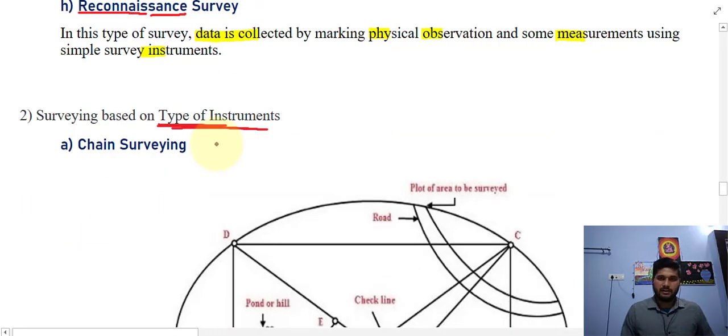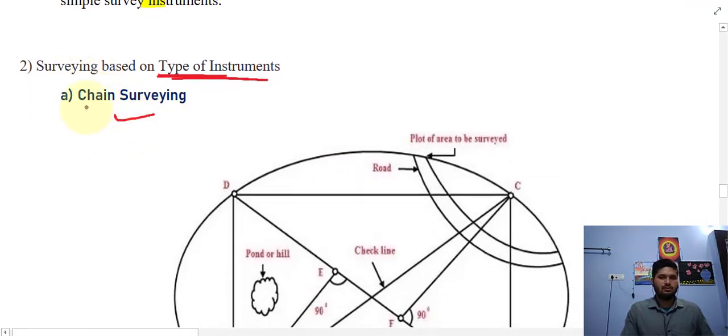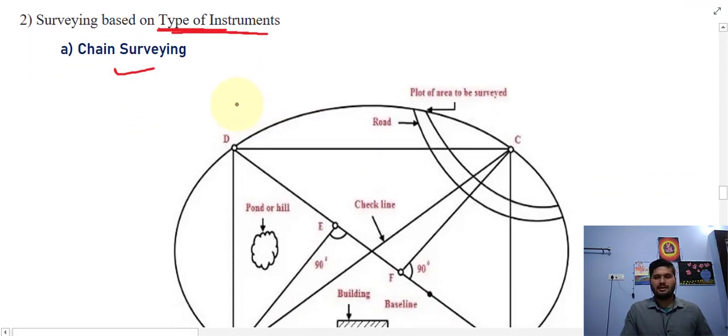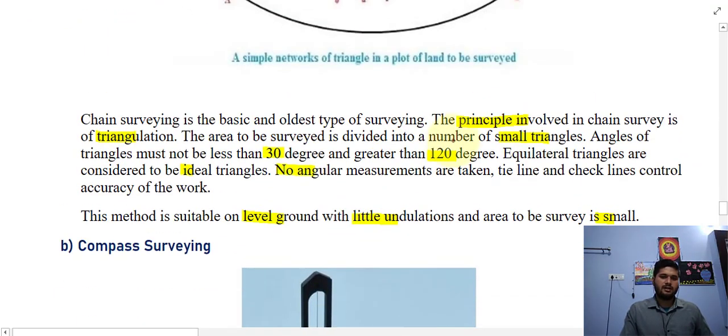Next type of survey is based on the type of instrument, and these instruments are in your unit versions. So when your unit is covered, these surveys are very important, and we will discuss them in detail. For this video lecture, we will just go through the names and a brief introduction. The first one is chain survey, in which we use a chain for measuring distance.